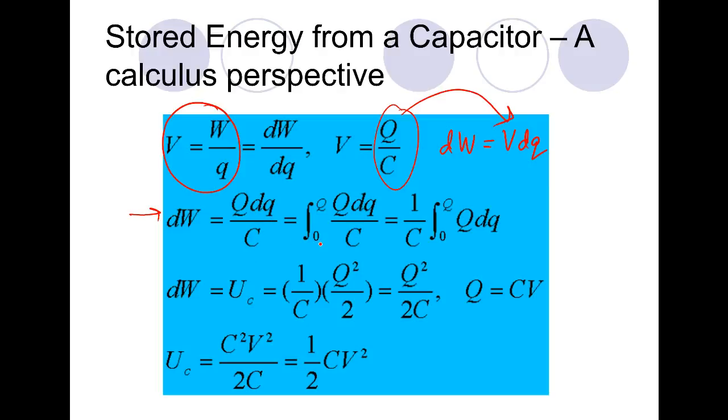And then we just integrate, because our variable is Q, we integrate from 0 to Q, pull the 1 over C out, and that's where we're going to get our 1/2 Q squared over C. And then we can plug in Q is equal to CV to get our more familiar form. So that's the calculus derivation, which is another way of finding the area on that V versus Q graph.